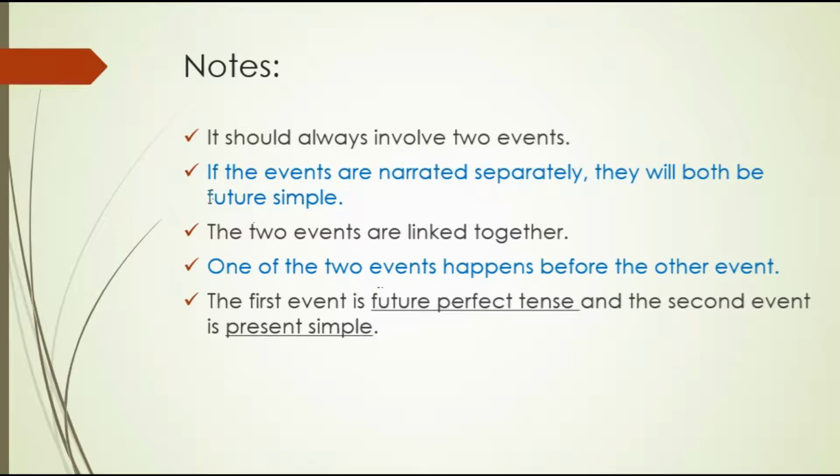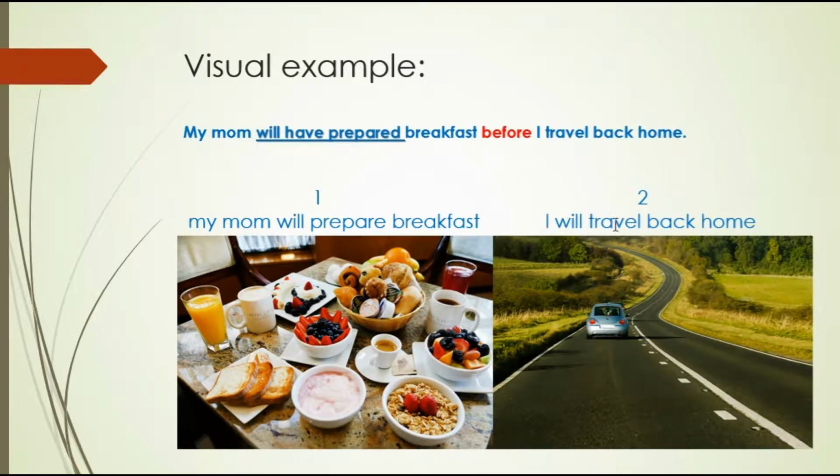That was the first thing. The second thing, if the events are narrated separately, told separately, they will both be future simple. Future simple: subject, will, base verb, and the rest of the sentence, if they are told separately, as I showed you in this slide. Will travel, will prepare. Nothing strange about it.